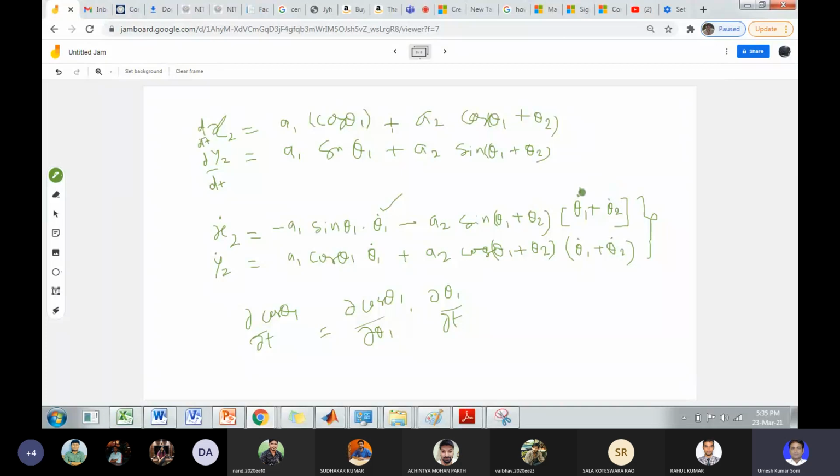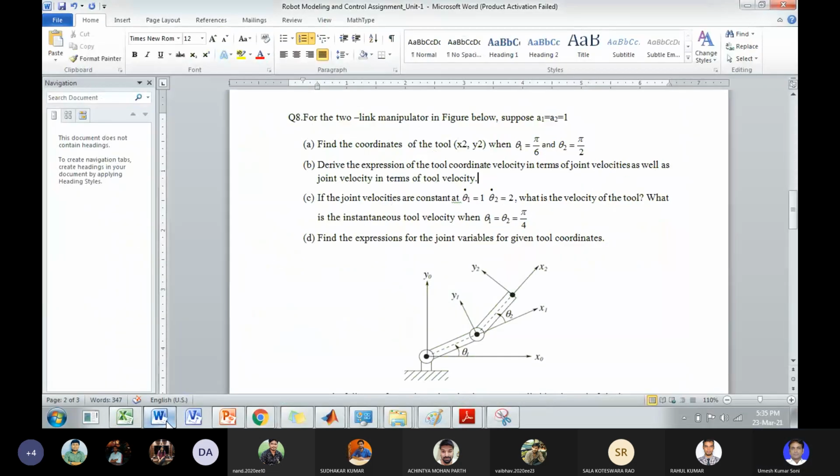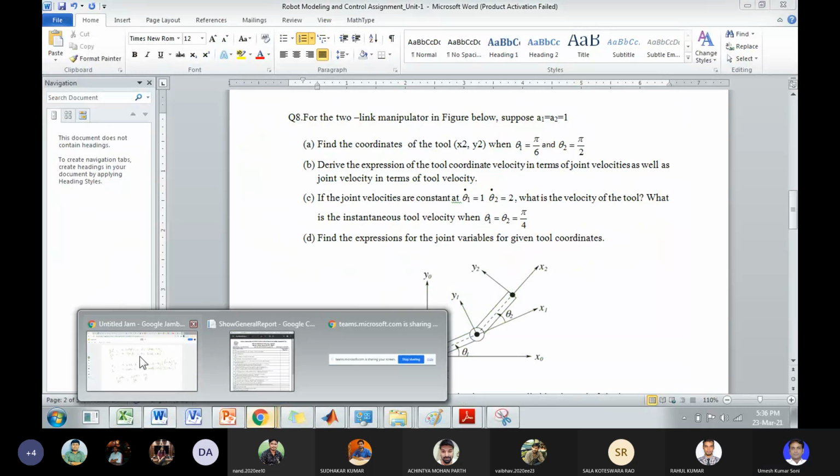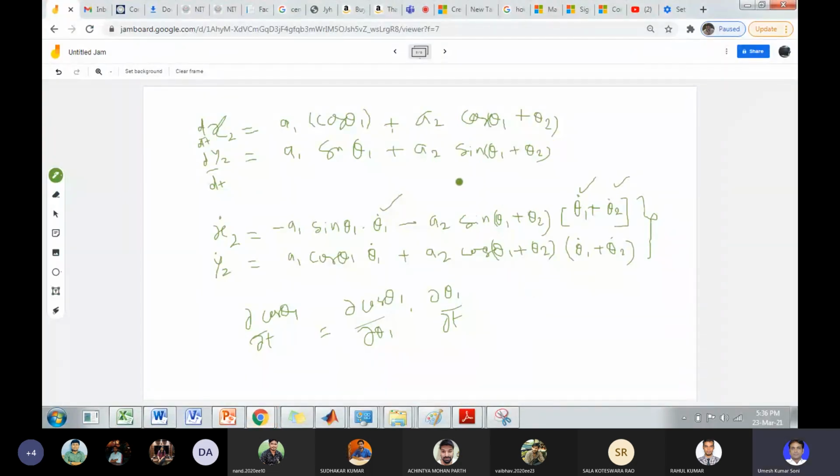What are the joint velocities? Theta 1 dot and theta 2 dot. Then this is the expression for coordinate velocity, tool coordinate velocity in terms of joint velocities. Now also there is other part as well as the joint velocities in terms of tool velocities. Okay. Students, is it clear up till now here? Yes, sir. Any other student who has any confusion?